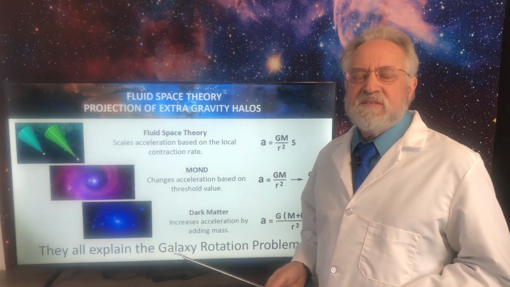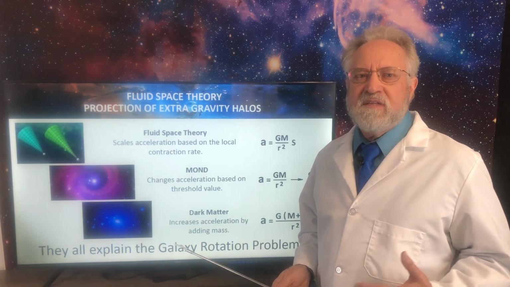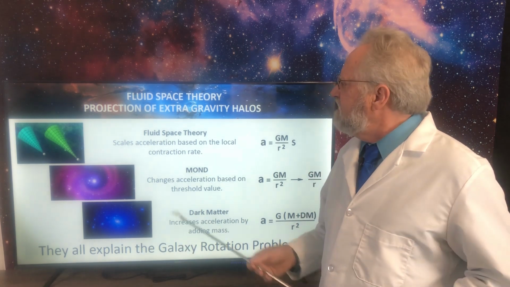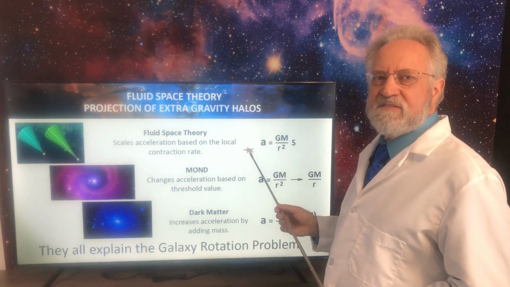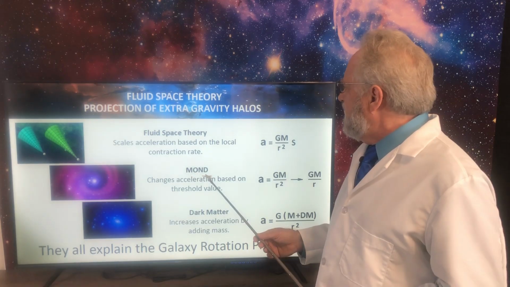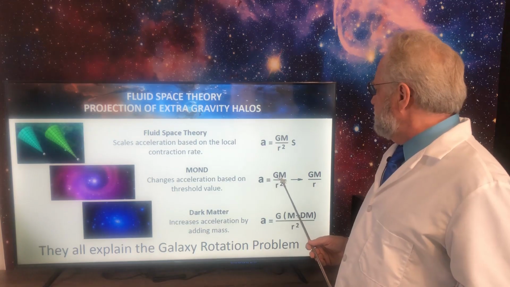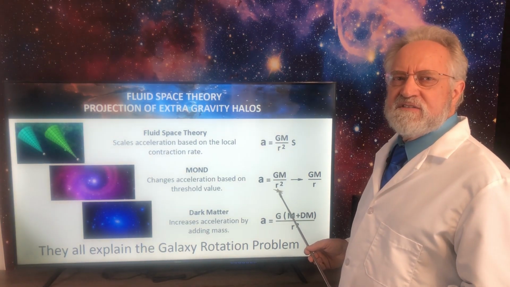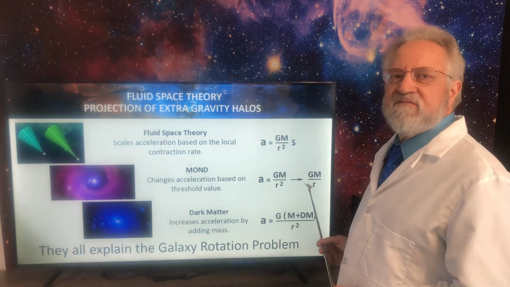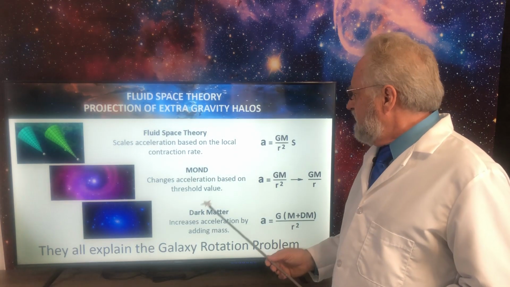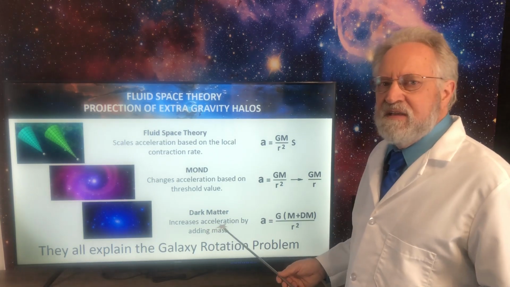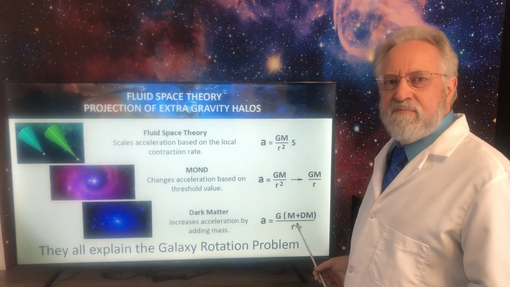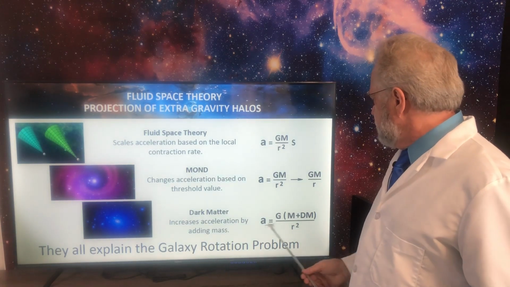All of these theories basically alter the acceleration of gravity. Fluid space theory does it by applying a scale factor to the acceleration. MOND does it by making a transition from the inverse distance squared relationship to an inverse distance relationship. And dark matter increases the acceleration of gravity by adding more matter. So you get a larger acceleration.